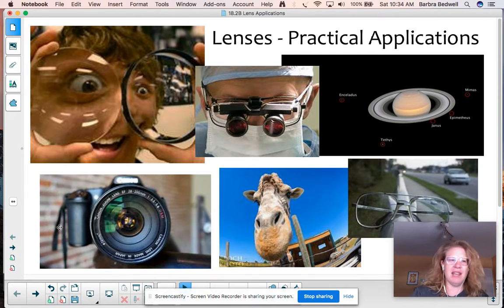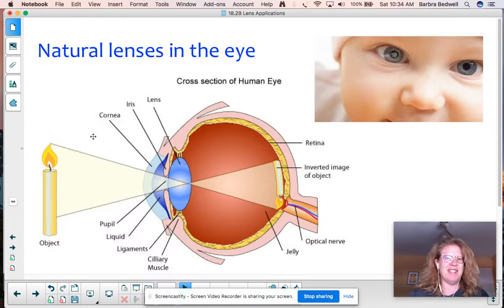This is just to give you some ideas about how our eyes work and how the natural lenses in our bodies work, as well as some of these technological examples of what lenses are. So hope you enjoy it. Like I said, it's meant to be an overview, not particularly technological, just some of the basics.